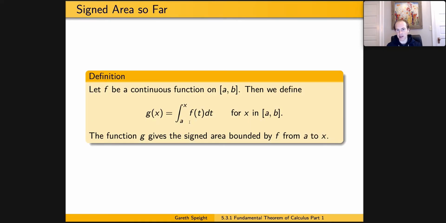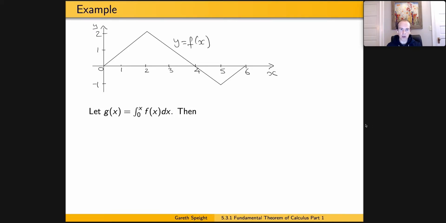So notice here that the upper limit is a variable, not just a constant. So here, let's see an example. We have a function f where we can easily calculate everything because the graph is composed of straight lines, triangles, and squares, and so on. So let's try to calculate the signed area so far function. g of x is the integral from 0 up to x of f of x.